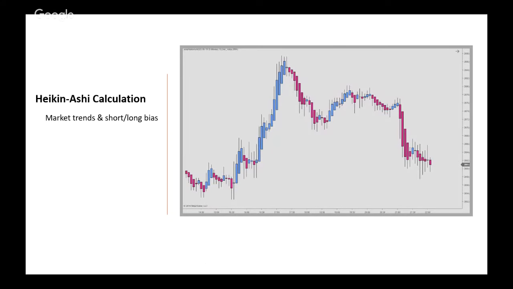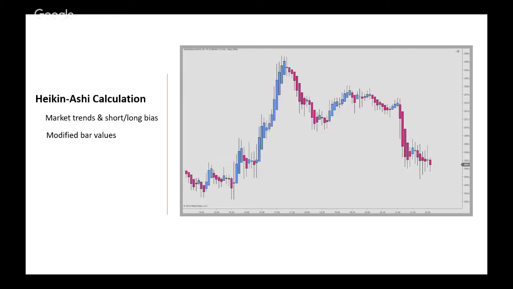So the Heikin Ashi is used for determining market trends, identifying short and long biases. We see the blue candles here indicating a rising trend, the magenta candles indicating a downtrend. Basically, the Heikin Ashi charts are created the same way as normal candlesticks, but use modified bar formulas. Specifically, each candle is calculated and plotted using some data from the previous candle.